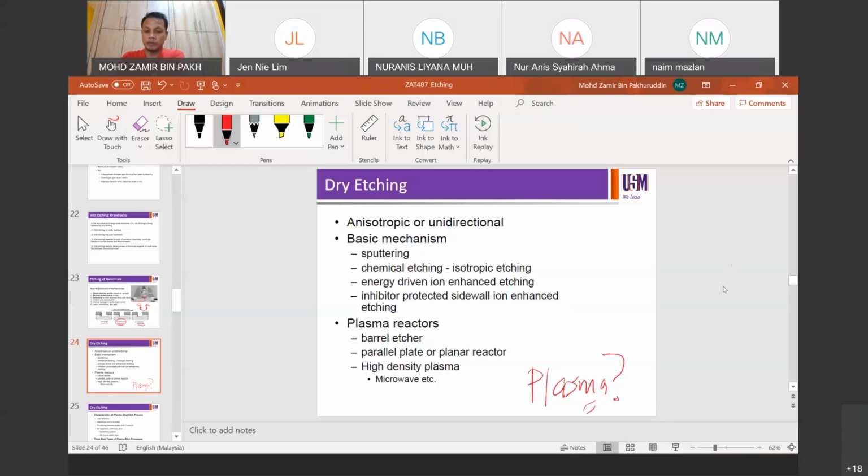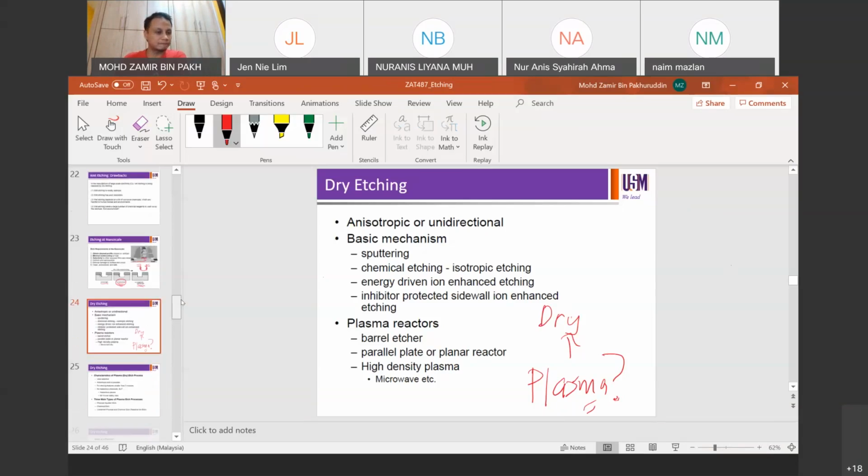So for dry etching, we're going to learn how it happens. Sputtering or etching generally involves plasma reactors, such as barrel etcher, parallel plate, and high density plasma. These are just a couple of configurations of plasma reactors used to do plasma etching.